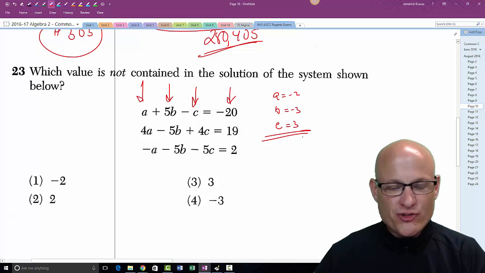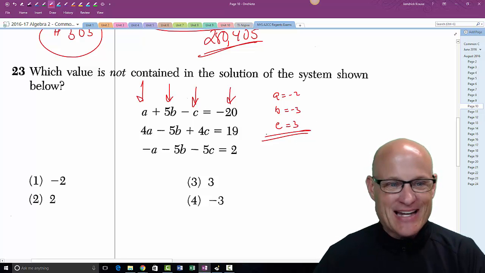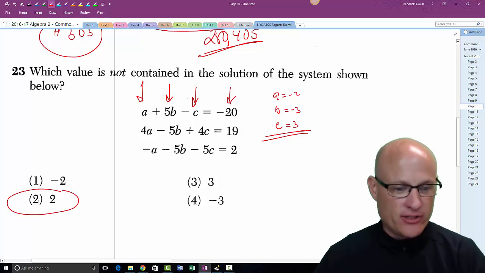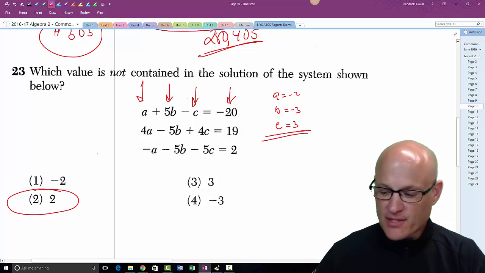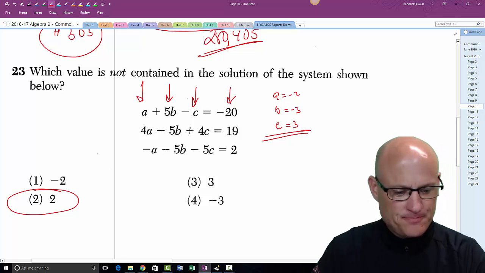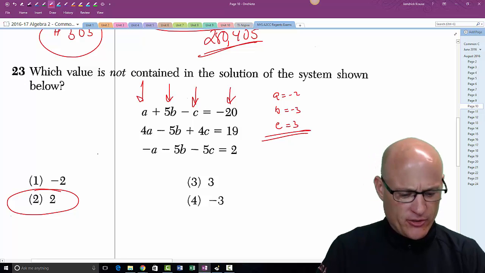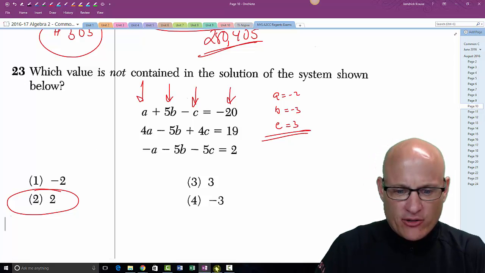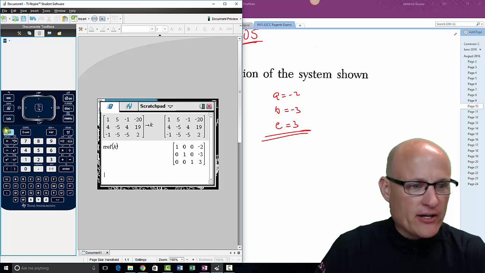So which solution is not shown below? Well, let's see. There is no +2. So my answer is no +2. So that's one way to do the problem. Another way to do the problem is to go back to your calculator. And I always forget how to do this way.